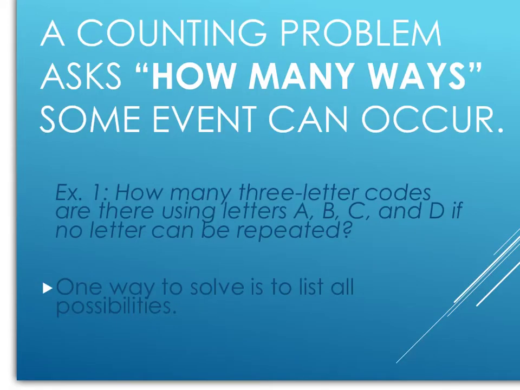A counting problem asks how many ways some kind of event can occur. And so looking at our first example, it says how many three-letter codes are there using letters A, B, C, and D if no letter can be repeated. Anytime you're doing these kinds of problems, you want to ask yourself if the order in which items are selected or chosen matters. And in this case, since we're talking about a code, the order of the letters would matter.